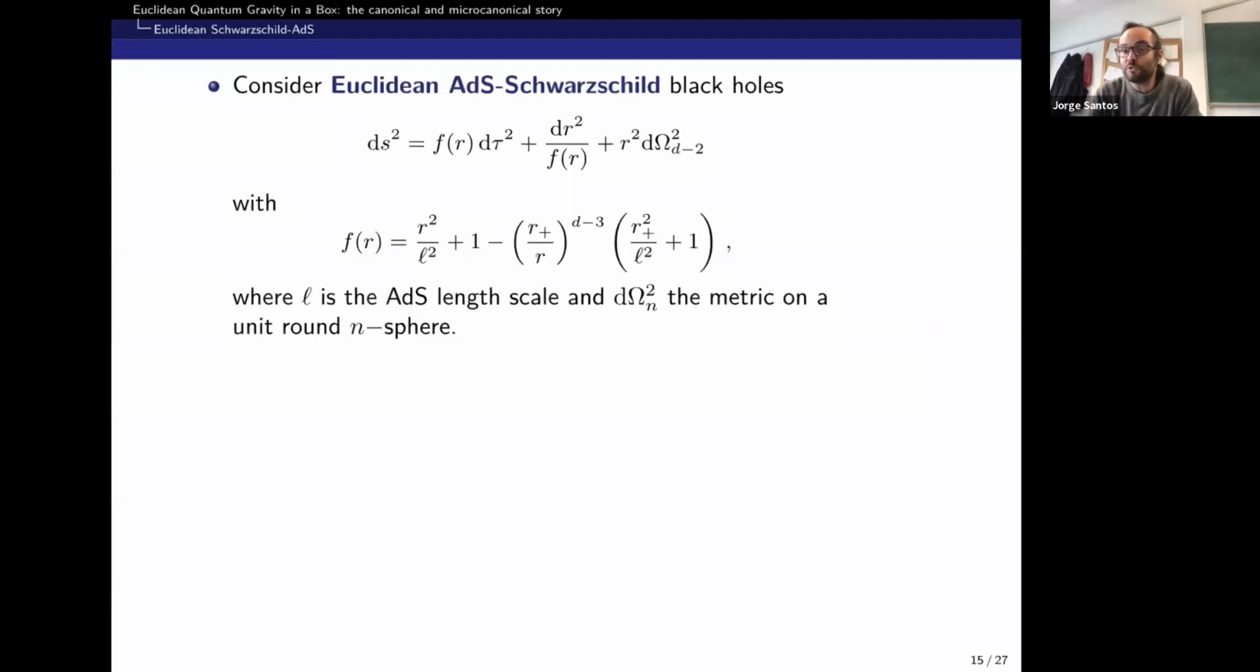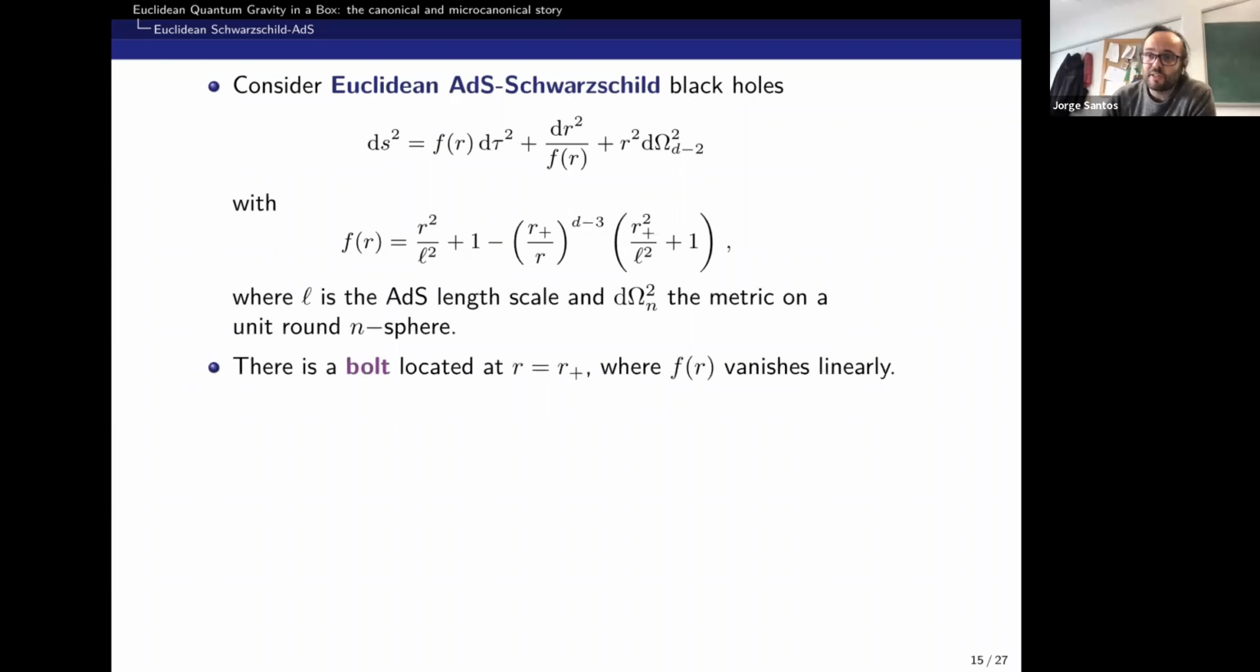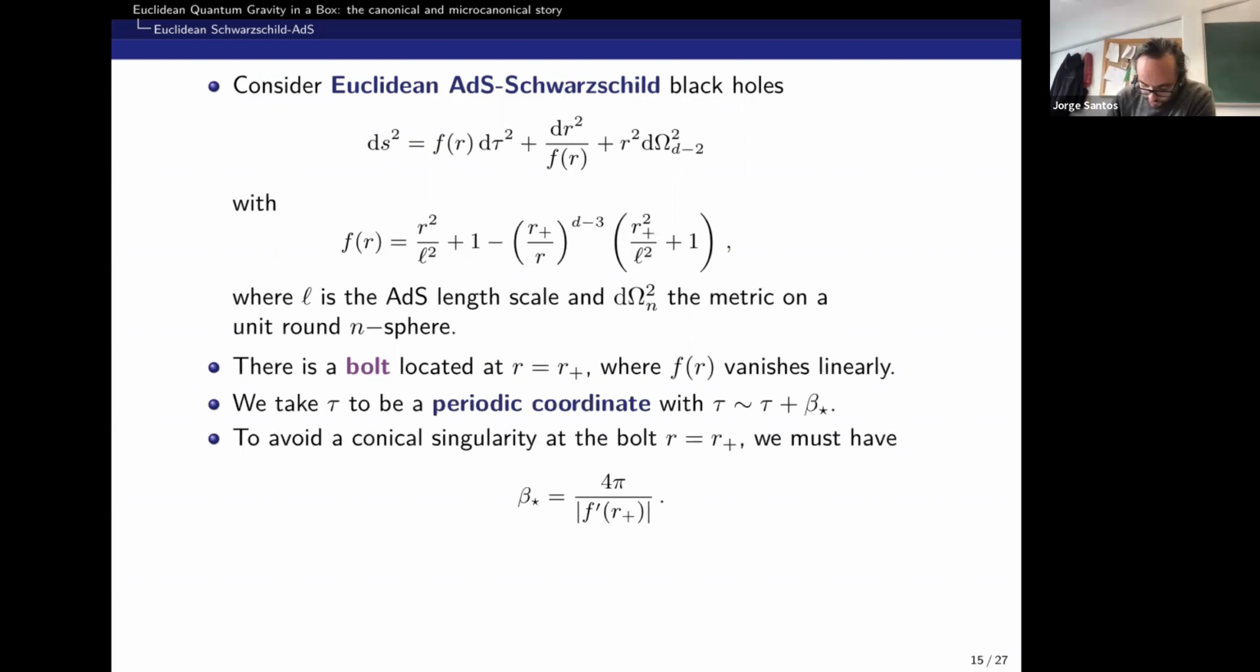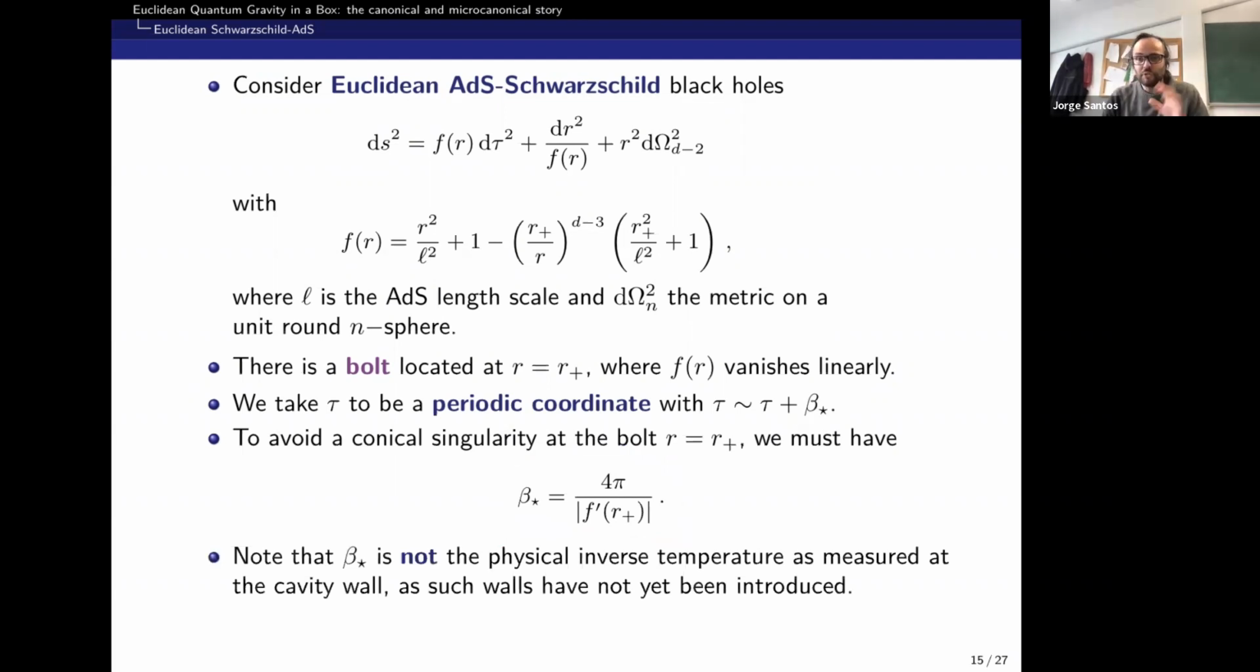Well, let's test if our proposal is correct. So this is Euclidean Schwarzschild AdS. Everybody knows the metric for this. We require that there's no conical singularity. There's a bolt located at r equals r_plus, and there's a conical singularity there, unless I identify the temperature, this beta star, which is the periodicity of tau, to be exactly given by this. Everybody knows this. Note that this beta star is not the physical inverse temperature as measured at a cavity wall, because cavities have not been introduced.